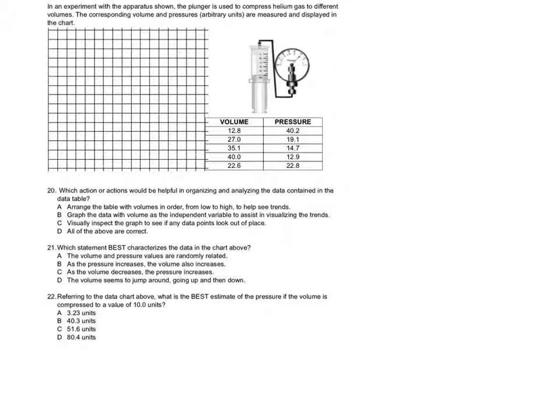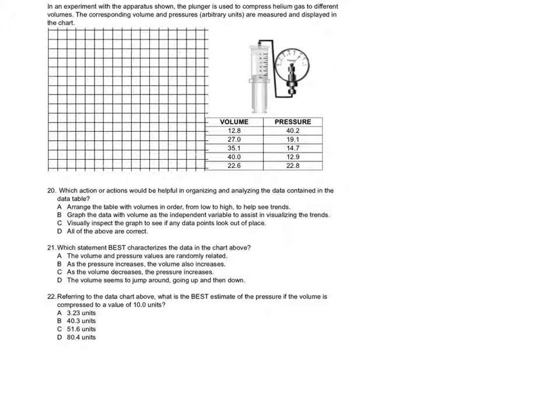So it says, in an experiment with the apparatus shown, the plunger is used to compress helium gas to different volumes. The corresponding volume and pressures, which are in arbitrary units, are measured and displayed in the chart. Now, since it says arbitrary units, that means that you can't use the formulas to find this, because they're not correct units, okay? All right, which means that you're going to have to answer these questions just using some common sense and thinking about what you need to do here.